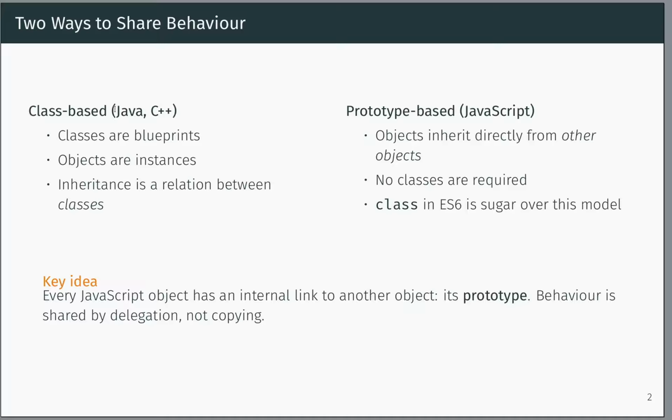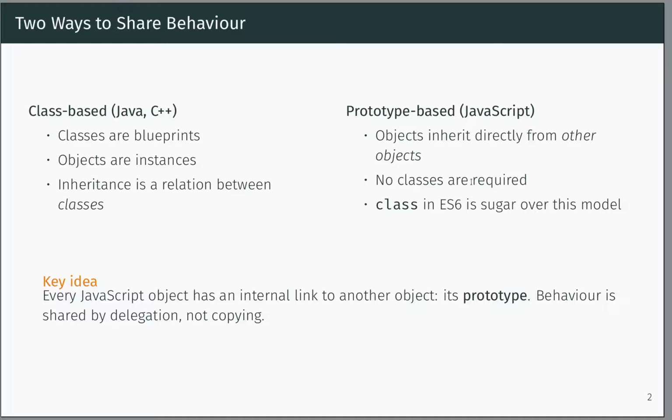In class-based languages like C++ or Java, classes are blueprints, objects are instances, and inheritance is a relation between classes. That's what we know as C++ and Java programmers. However, if you have not programmed in C++ or Java, don't worry about all this. We are going to talk about the prototype-based inheritance mechanism in JavaScript. Objects directly inherit from other objects.